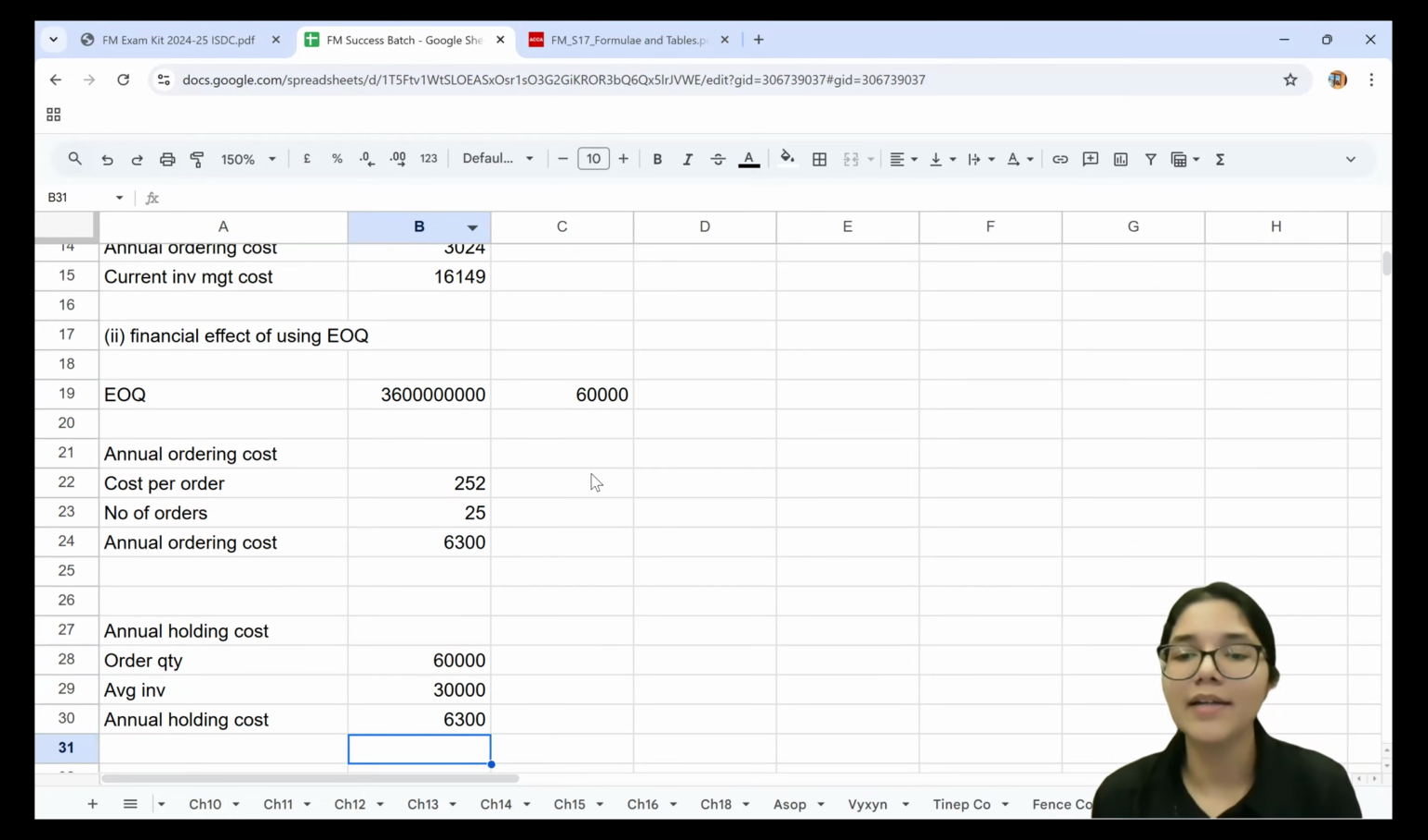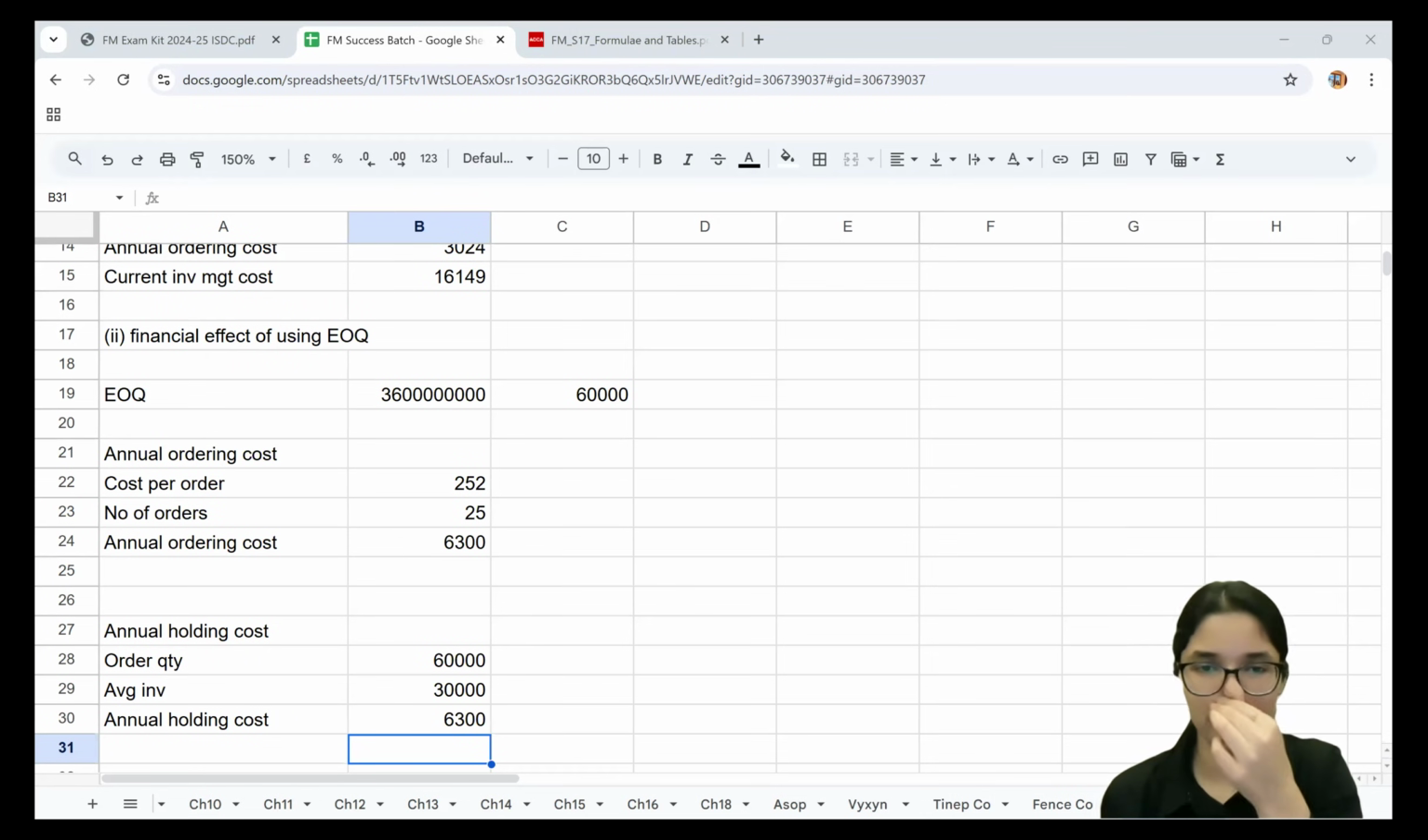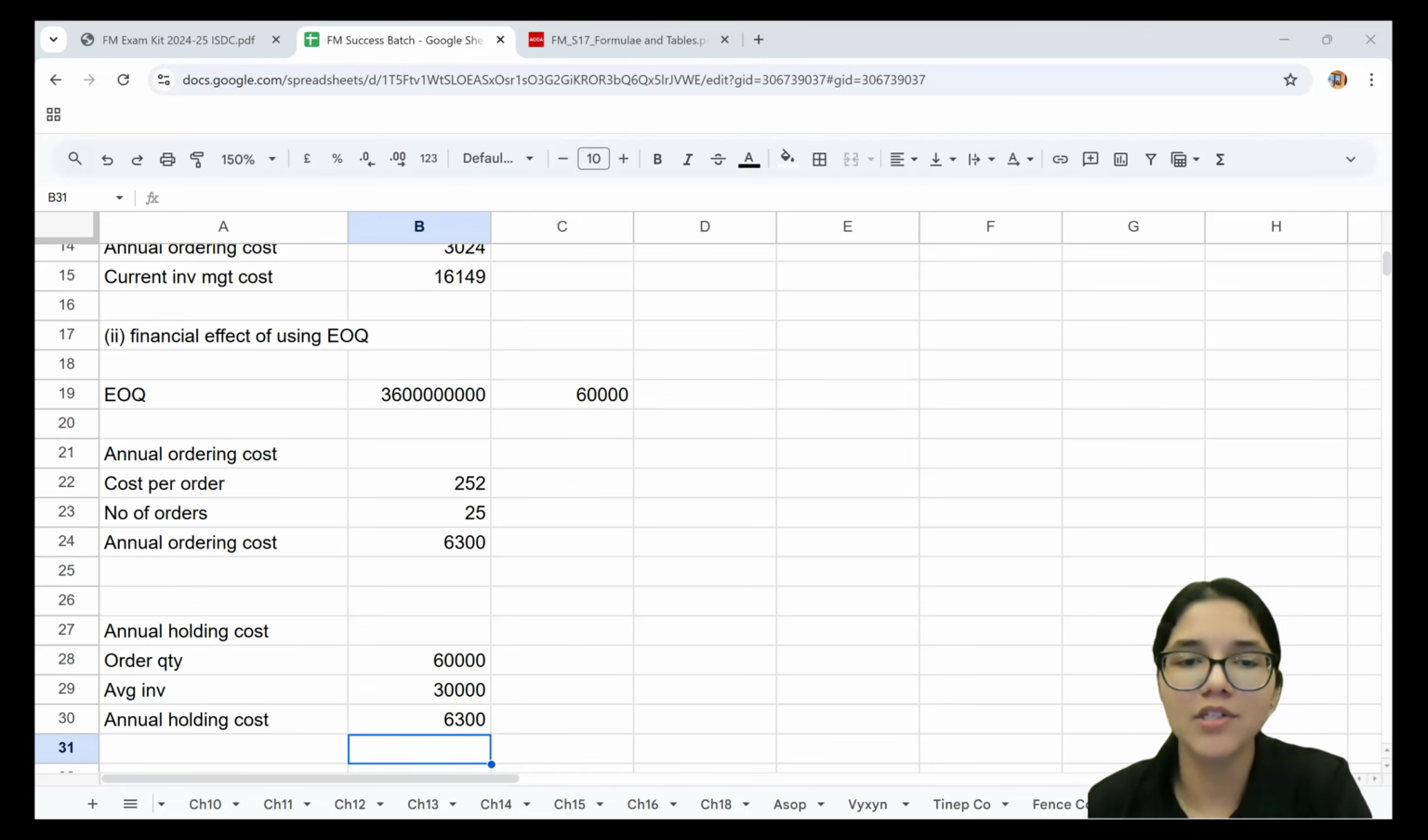And this is how you can verify it also. How can you verify if your answer in EOQ is correct? Yes, the ordering cost will exactly equal the holding cost. And once you are using the EOQ model, will you see any changes in your average inventory also? Yes, average inventory will also change.